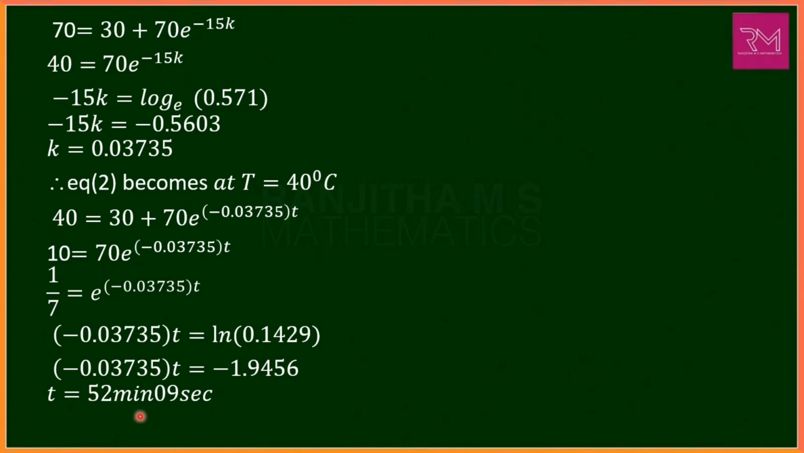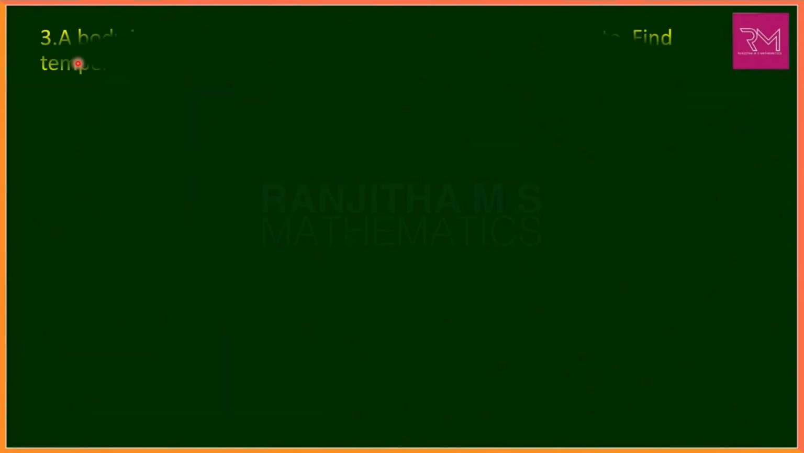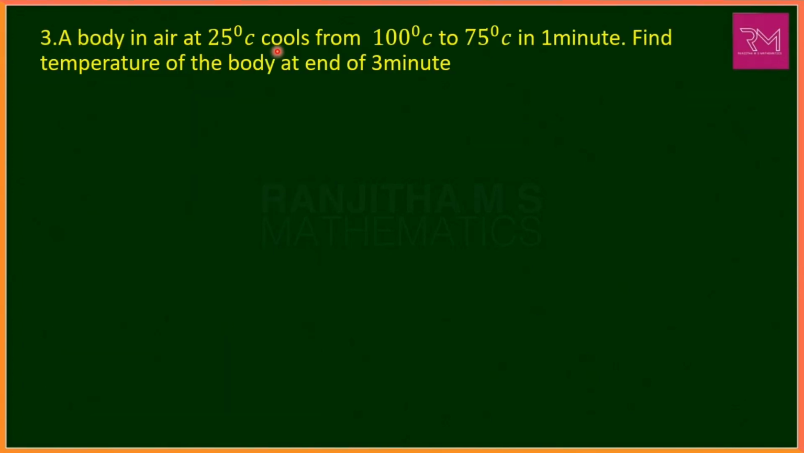This completes the problem. We shall move on to another problem. A body in air at 25 degrees Celsius cools from 100 degrees Celsius to 75 degrees Celsius in 1 minute. Find the temperature of the body at the end of 3 minutes.